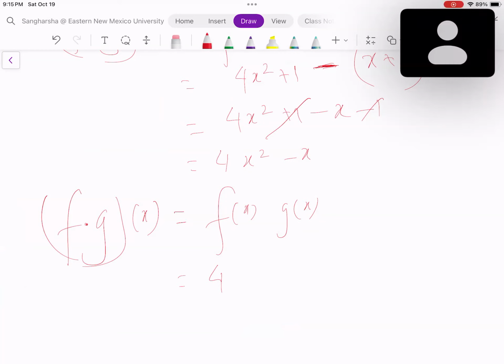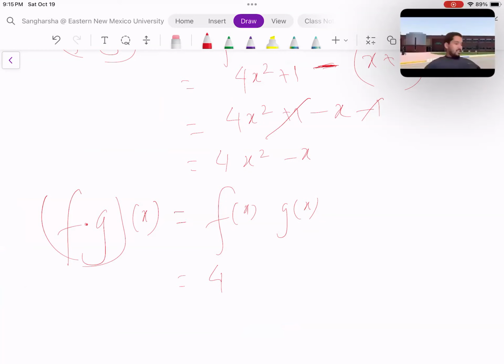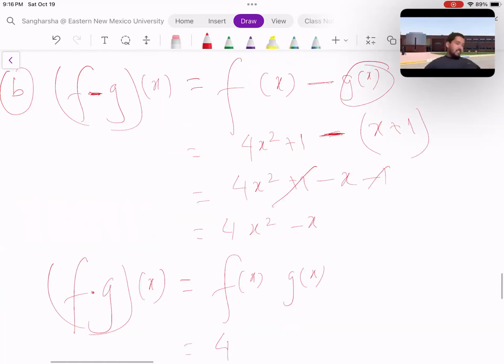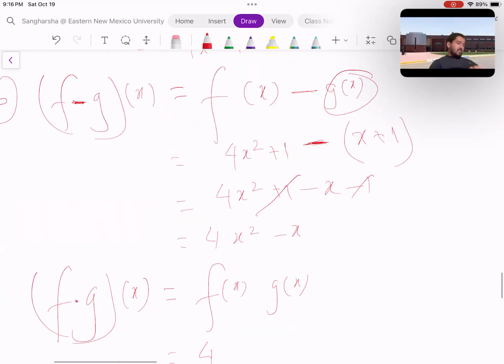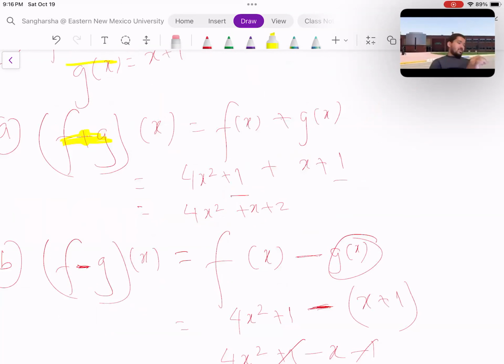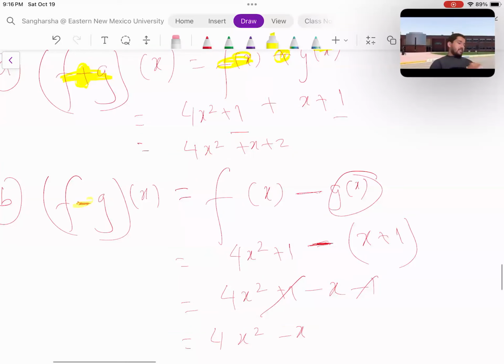Okay, let me redo all these. Number 93. Basically, we are asked to find the f plus g function. Since you have a positive sign here, you are adding the f function and the g function. Next, you are asked to find f minus g. You have a negative sign, so you subtract these two functions, f of x minus g of x.